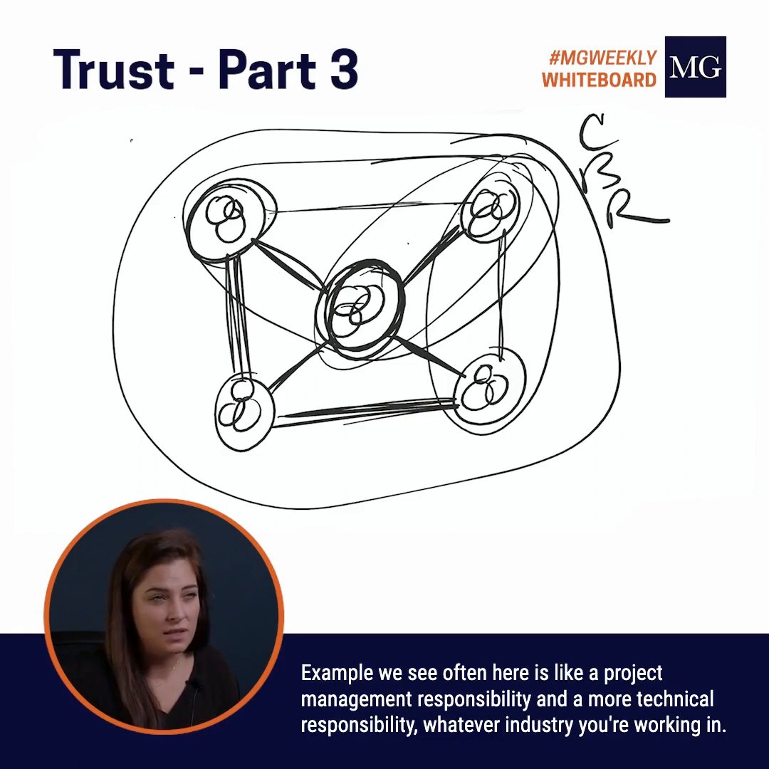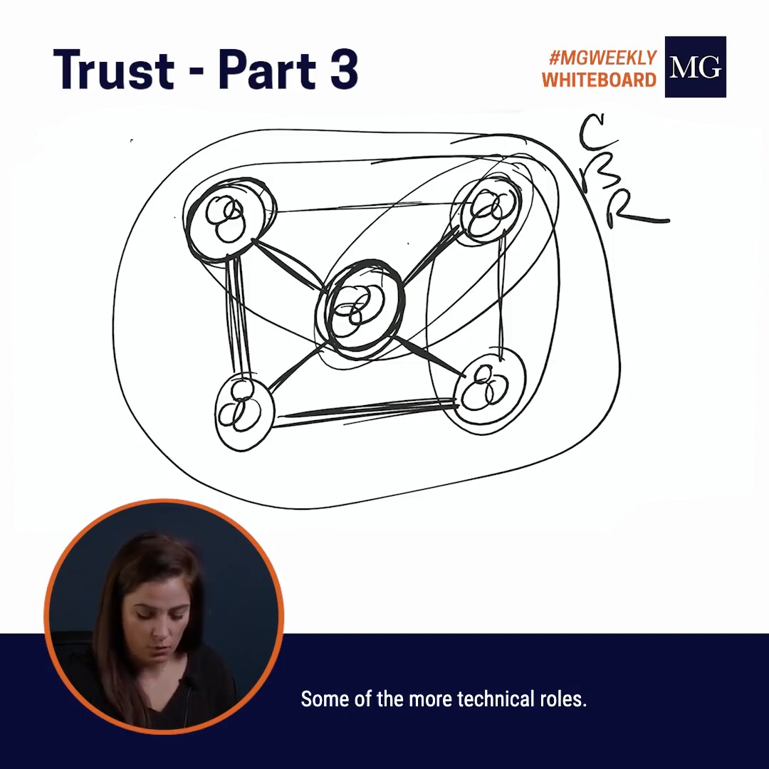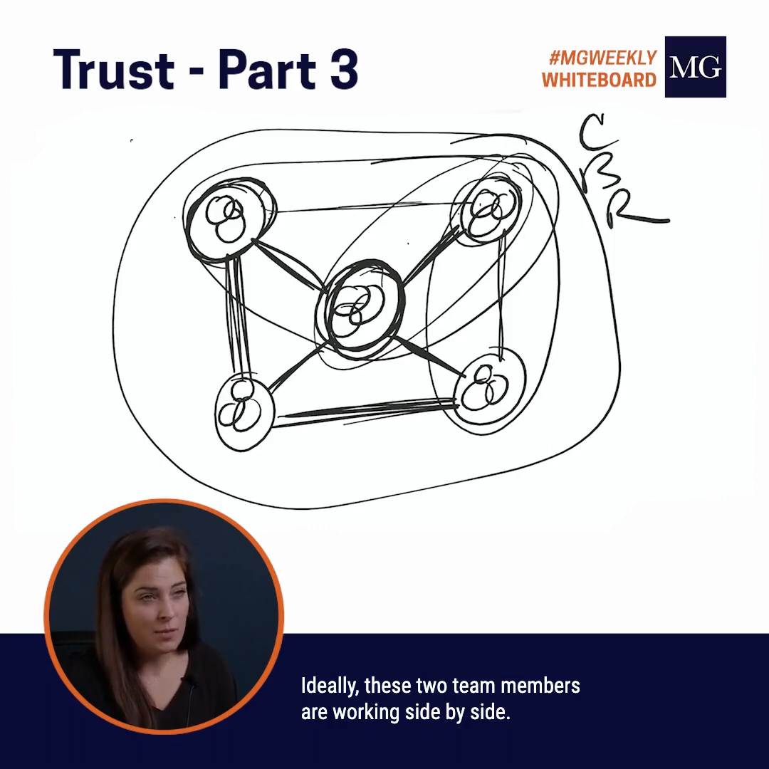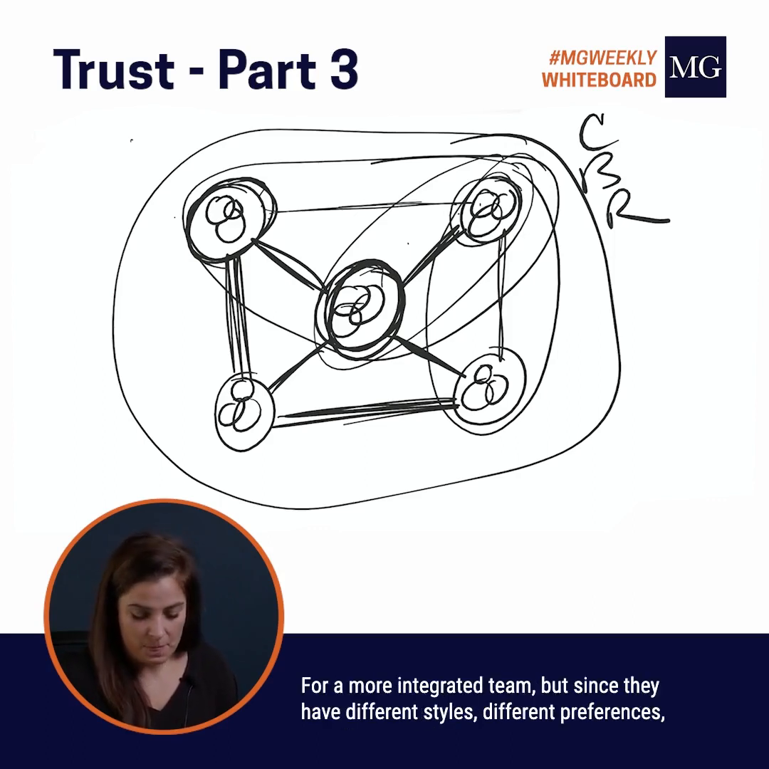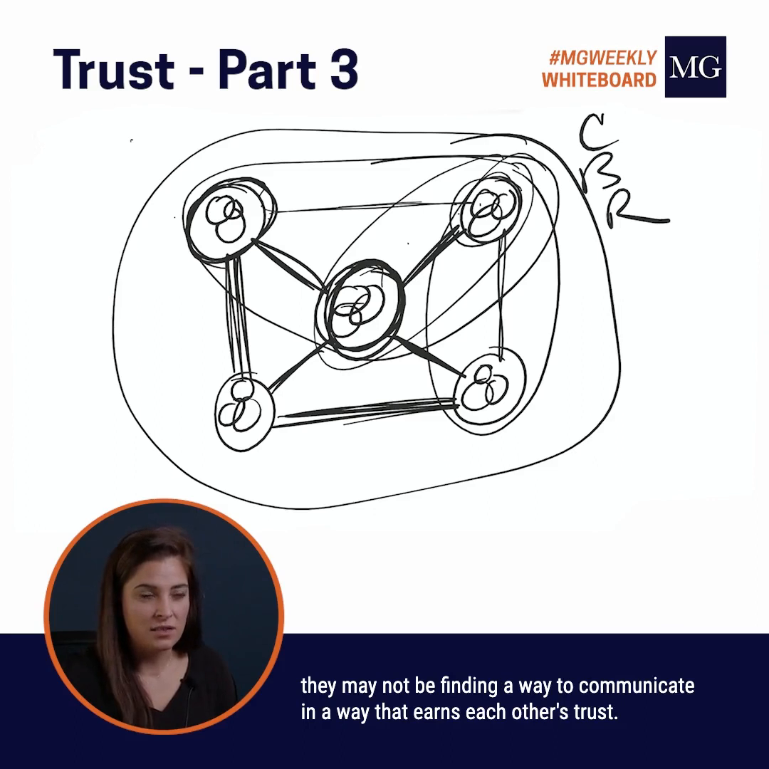An example we see often here is a project management responsibility and a more technical responsibility, whatever industry you're working in, some of the more technical roles. Ideally, these 2 team members are working side by side for a more integrated team, but since they have different styles, different preferences, they may not be finding a way to communicate in a way that earns each other's trust.